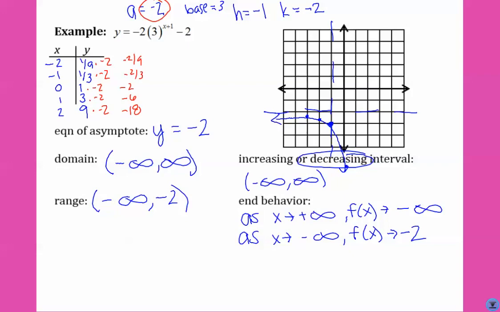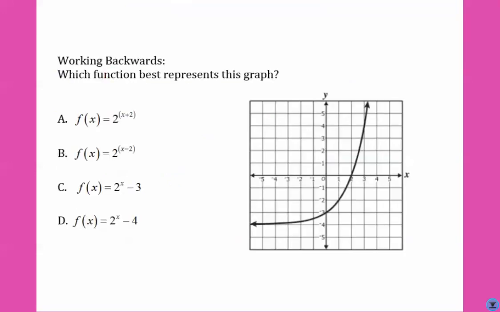Now, what if we needed to match up the equation with a graph? We know that this graph is shifted down 4. So that means k has to equal -4. Luckily, we have options here, and they made it pretty easy. Which one of these equations has a k value of -4? That would be D.